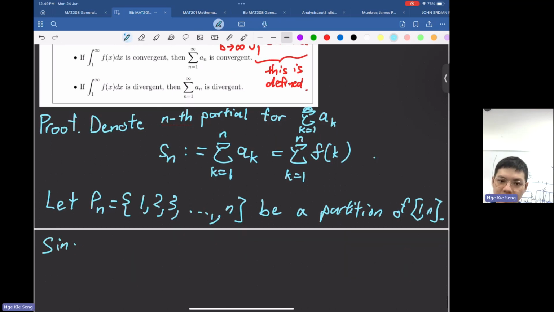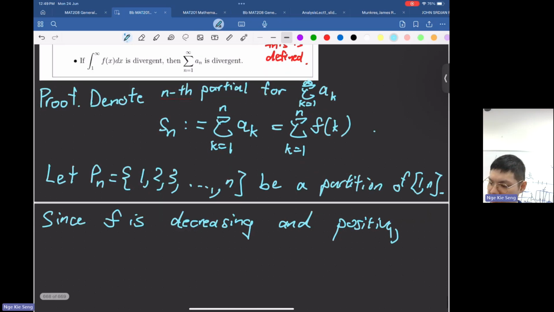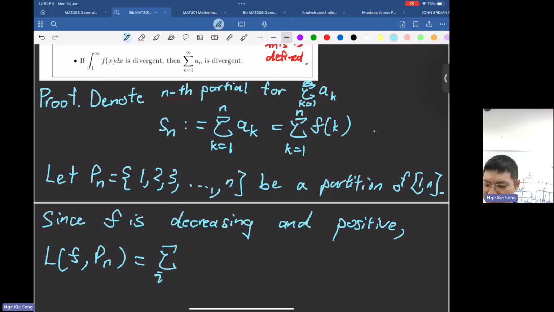Note that we said that f is decreasing and positive, right? So how do we compute the upper sum and lower sum here? You can use this picture to guide you. What's the lower sum here? If you use this partition, 1 to 2, 2 to 3, 3 to 4, 4 to 5, 5 to 6, where's the lowest point?